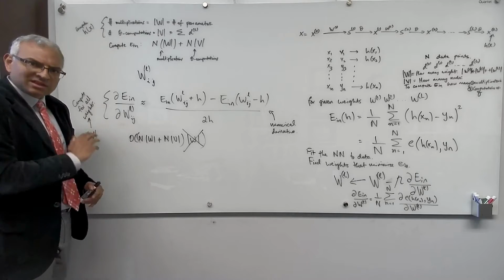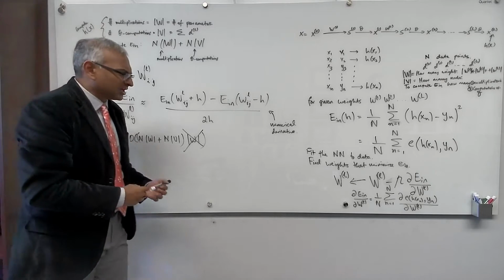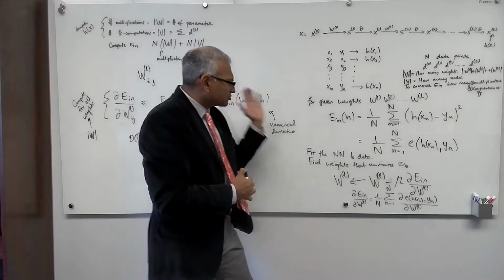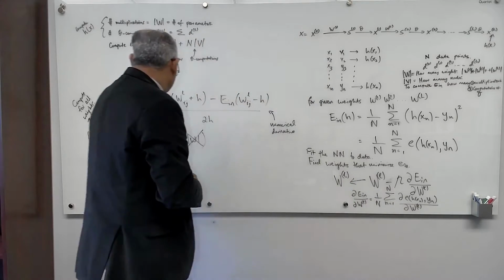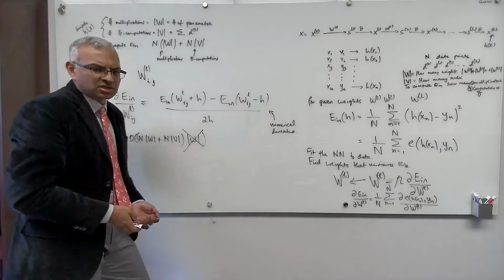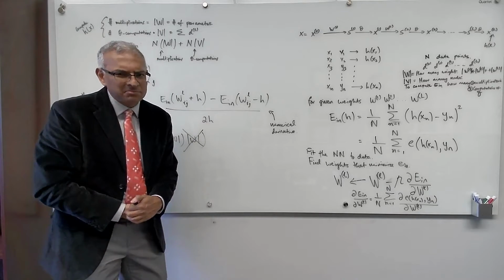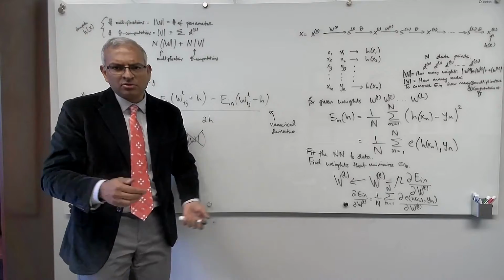So let's erase and come back and talk about this algorithm, backpropagation. It's essentially an algorithm that allows us to get the gradient in an efficient way, and then we just use it in the gradient descent algorithm to fit the neural network to the data.